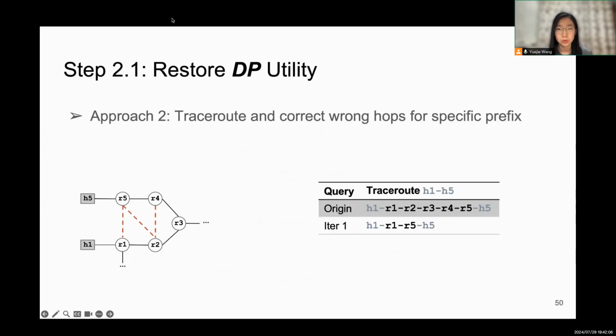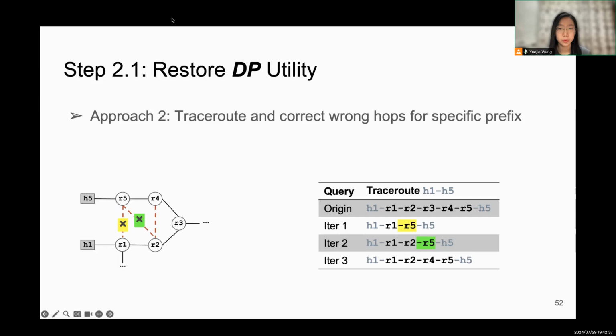So we thought of the second strawman approach that corrects each hop of each path individually. We can simulate trace route queries and only reconfigure the wrong next hops for the destination network of each path. In our running example, in iteration 1, we impact the host 1 to host 5 route by blocking the link between router 1 and 5. And for iteration 2, we do another trace route and see that the link between router 2 and 5 needs to be blocked. And we need one more iteration to block the link between router 2 and 4. Now the original route is restored.